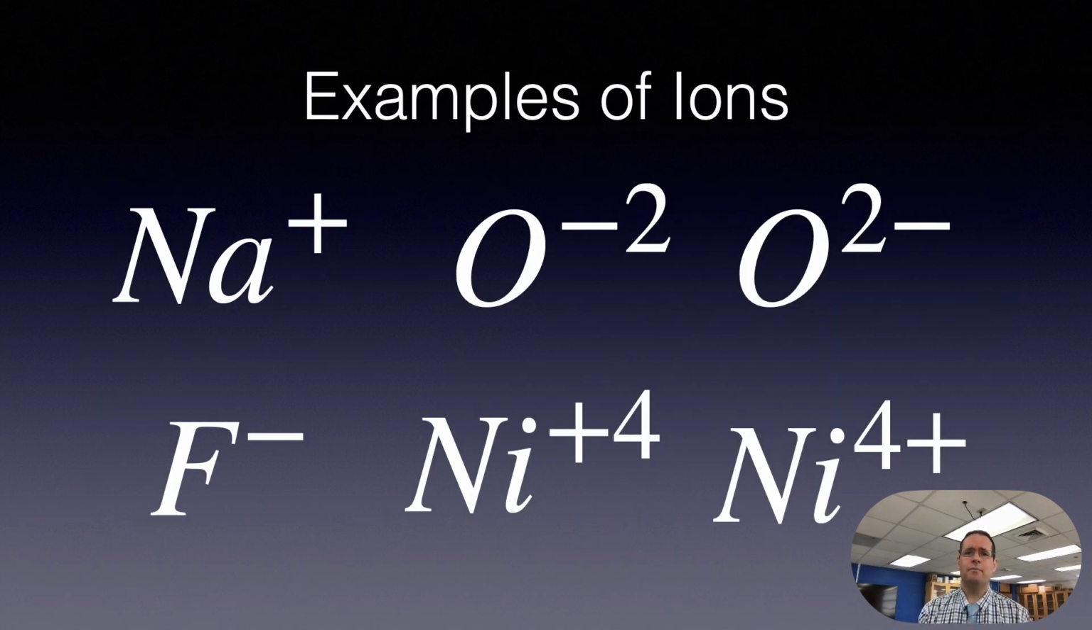Here are other examples of ions that we're going to see in the class. We've got Na+. This sodium ion has a charge of +1. The 1 is not shown. We have oxygen, which is charged.